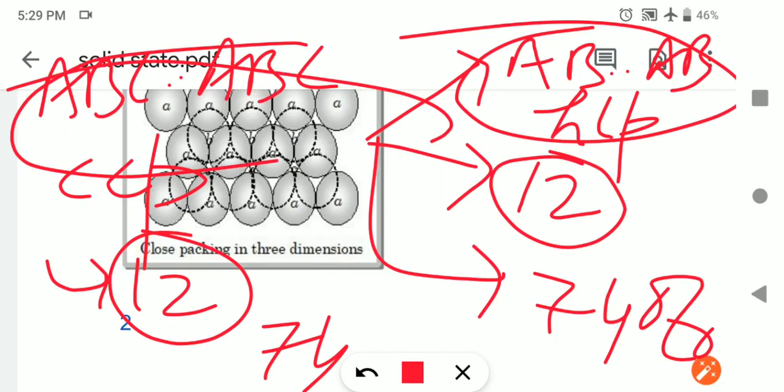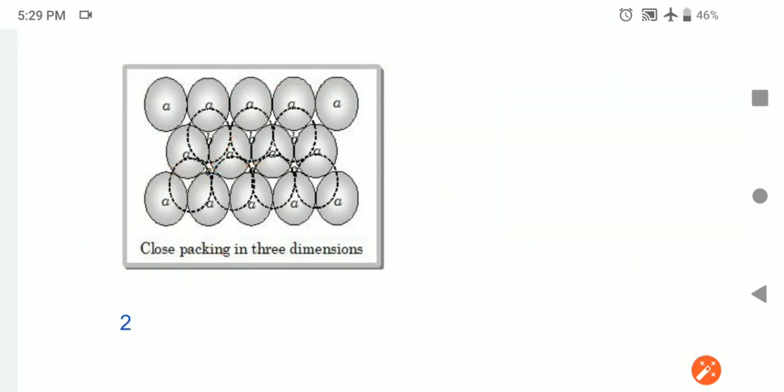It is formed when you cover the tetrahedral void by another layer, then you get the hexagonal close packing. In cubic close packing, you observe the cubic close packing when you place another layer over the octahedral void. Student, this is very, very important.